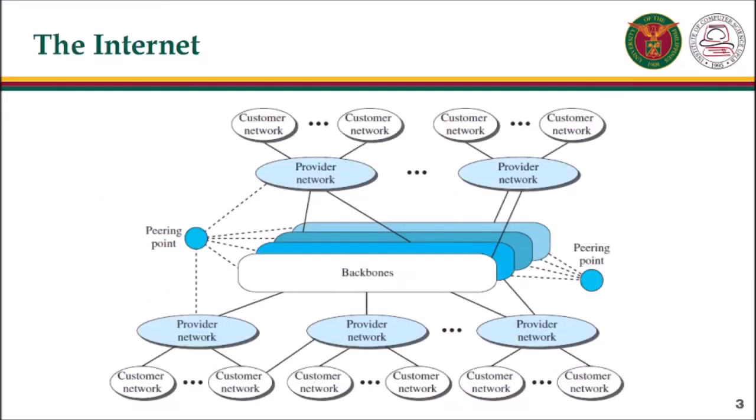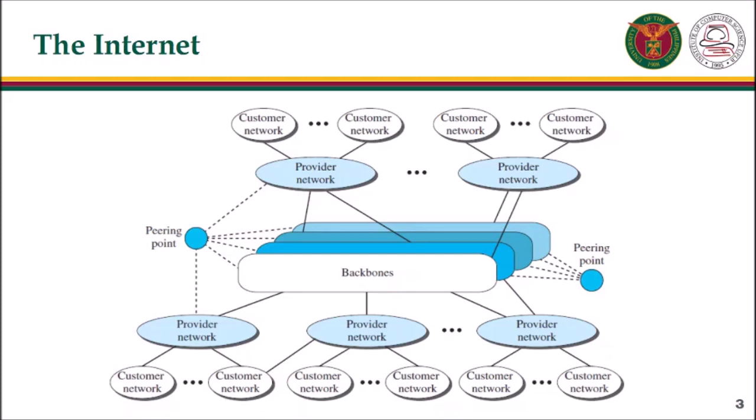As we have discussed before, an internet, with a lowercase i, is two or more networks that can communicate with each other. The most notable internet is called the Internet, with an uppercase I. It is composed of thousands of interconnected networks. The figure shows the Internet as several backbones, provider networks, and customer networks.